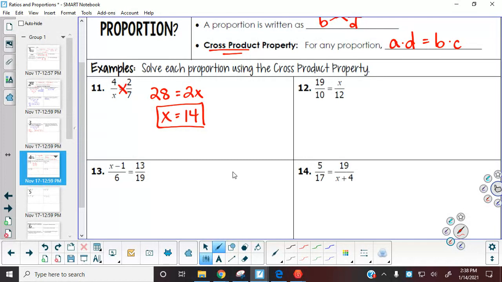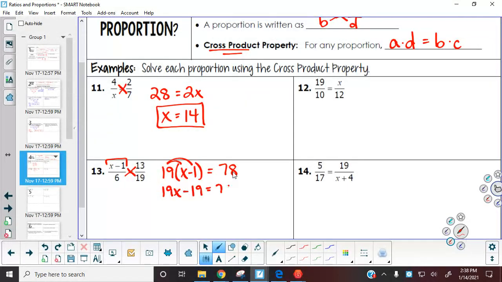Okay, so the thing that we have to be careful about is when we have more than just a variable in part of our denominator. So for example, here, when we cross multiply, we are going to put that x minus 1 in parentheses, and then we're going to do our 6 times 13 on this side, and 6 times 13 is going to give us 78. Now, the reason it matters that it's in parentheses is because that 19 is going to both pieces. You're going to distribute.